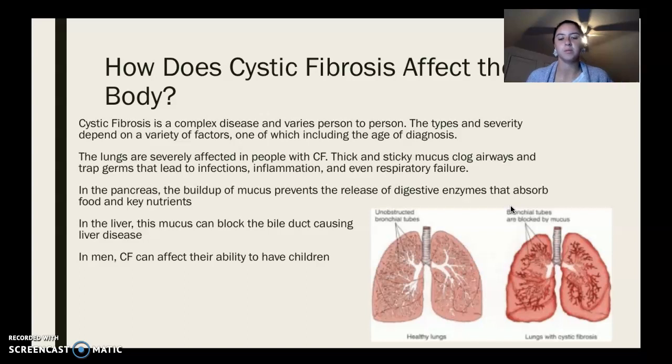In the pancreas, the buildup of mucus prevents the release of digestive enzymes that absorb food and key nutrients. And as I'll talk about later, people with CF have to orally take enzymes to break down the food that they eat. In the liver, this mucus can block the bile duct, causing liver disease, and in men, CF can affect their ability to have children.